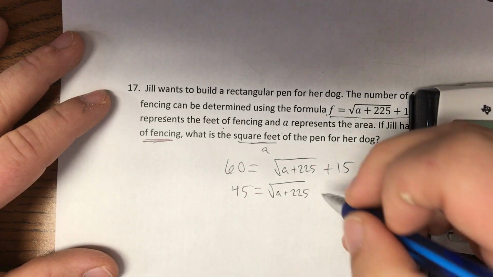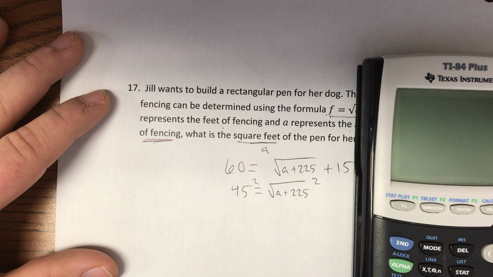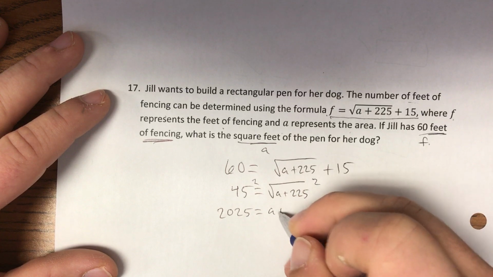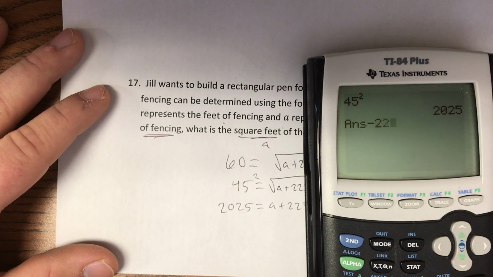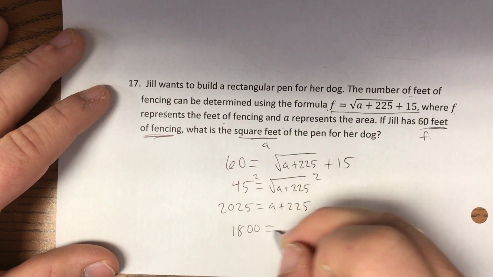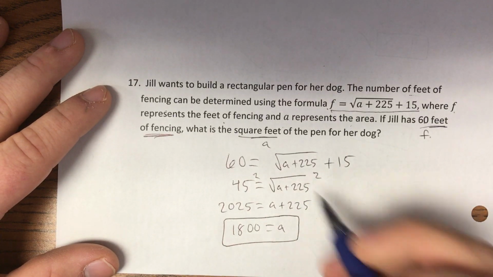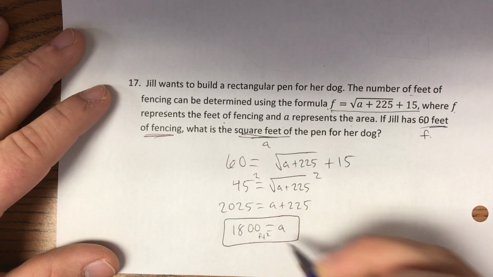All right, and then we'll square both sides. So 45 squared gets 2025. And then we'll subtract 225 from that to get 1800 is my area. And my units is square feet, and so feet squared.